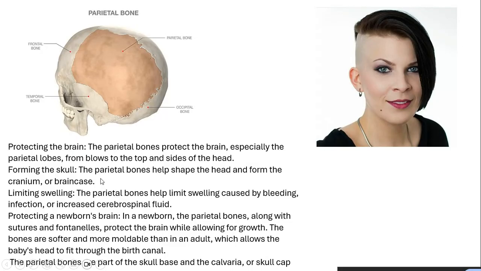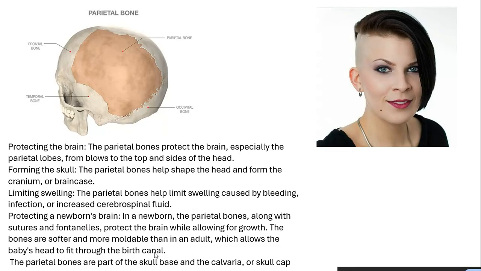It's creating a case. You know how you would have cases for pens, like that. Limiting swelling, parietal bones help limit swelling caused by bleeding, infection, or increased cerebrospinal fluid. Protecting a newborn's brain. In newborns, the parietal bones, along with sutures and fontanelles, protect the brain while allowing for growth. The bones are softer and more moldable than an adult's, which allows the baby's head to fit through the birth canal, right?